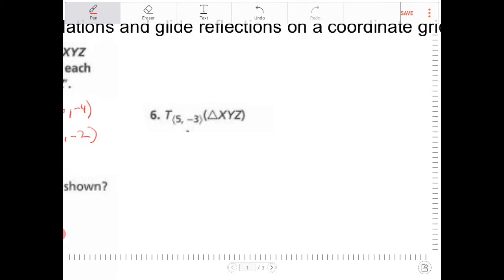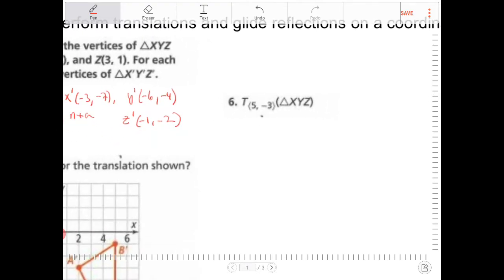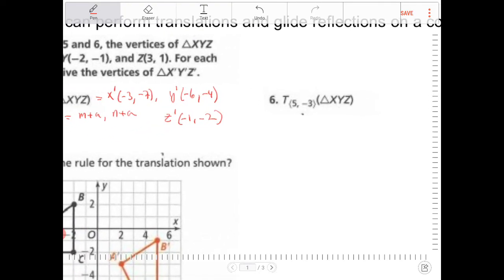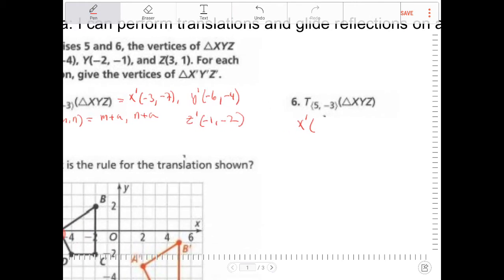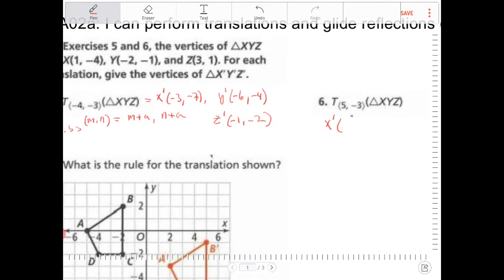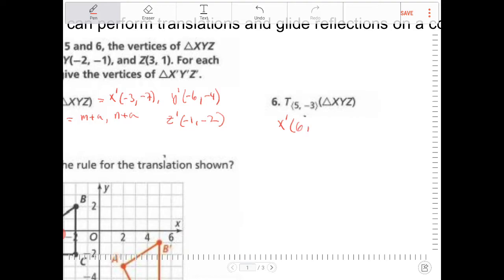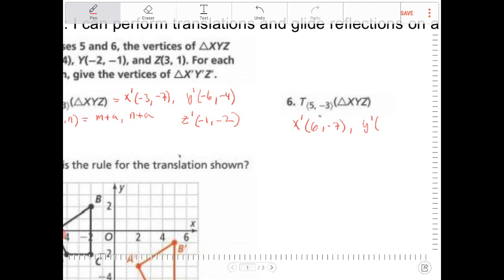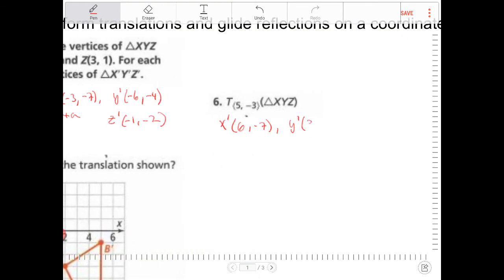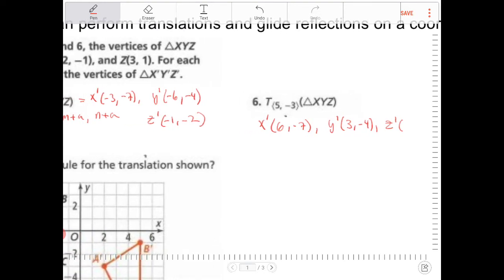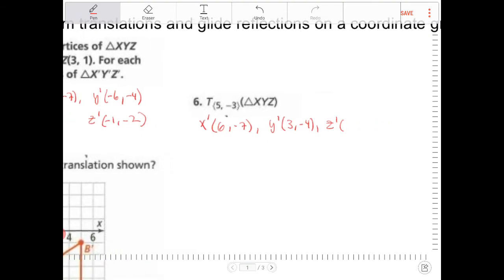Okay, moving on. Question number 6, we treat it the exact same way. I'm going to take x and add 5 comma -3 to it, and that will give me 6 comma -7. Y prime will turn into 3 comma -4. And z prime will turn into 8 comma -2.